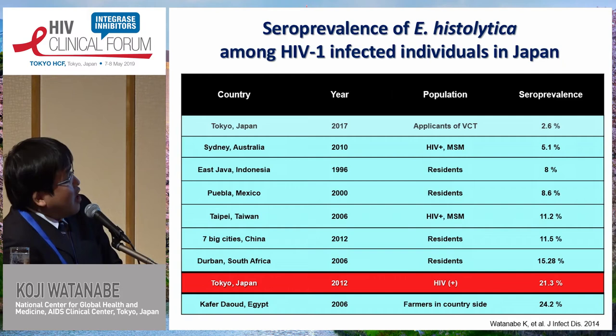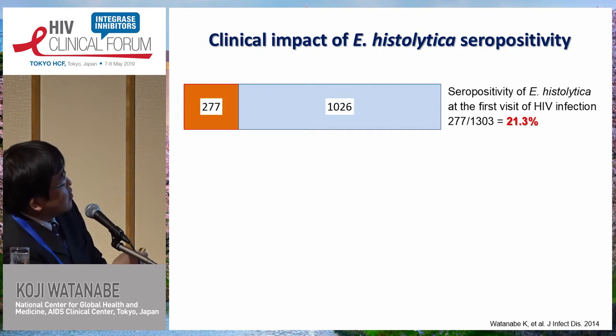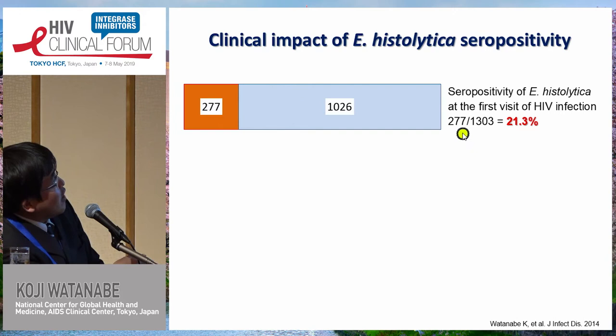So this is the seroprevalence data. HIV-positive individuals, very high, 21.3%. In detail, 277 among 1,303, which is 21.3%.